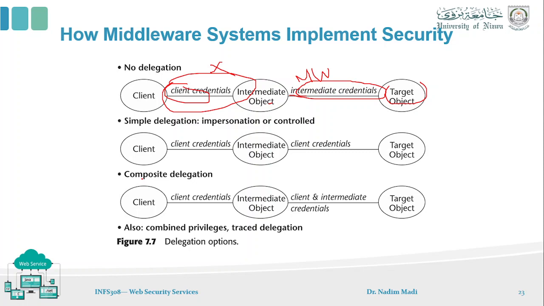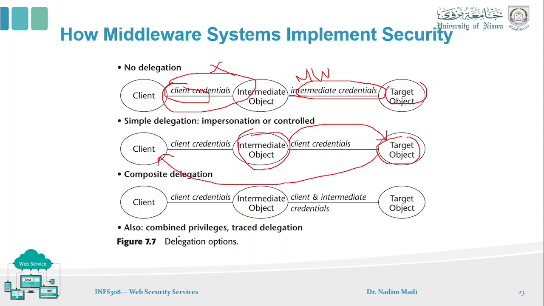Okay, we have also composite delegation. It's what we call the complementary step of the first level, where the client sends its credentials to the middleware, and the middleware here will use the client credentials instead of its own credentials to talk to the target server. So here the target server will be able to know and learn the real identity of the client.